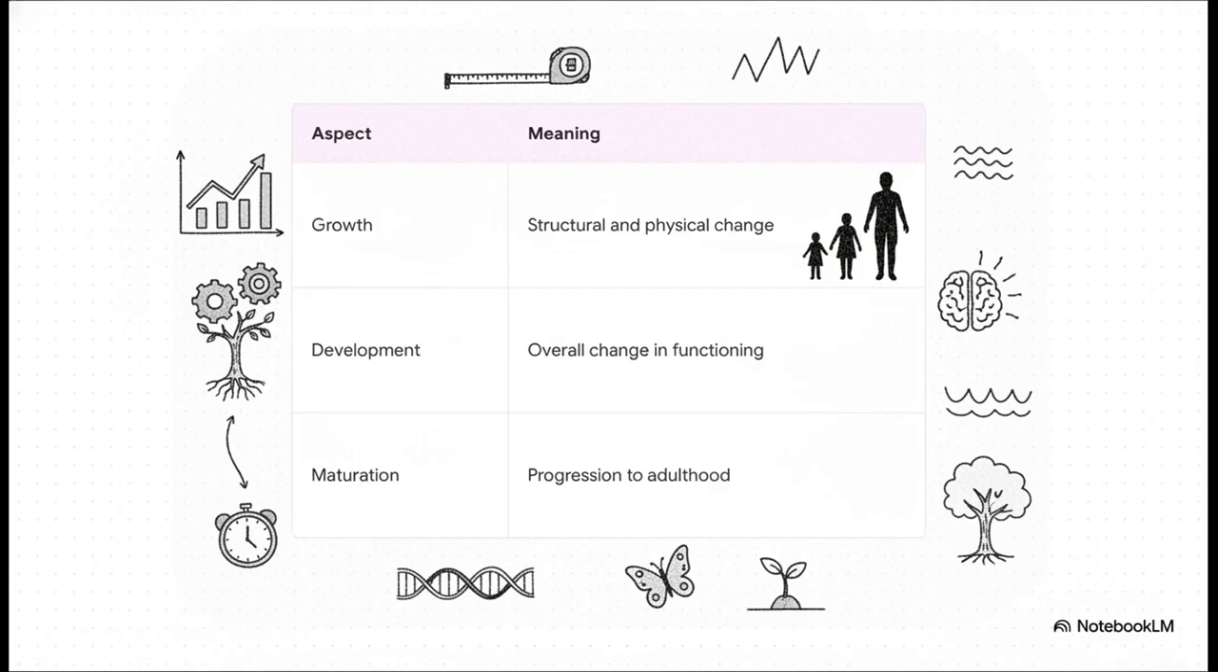Growth is strictly quantitative. It just means getting physically bigger in size, height, or weight. Development, on the other hand, is qualitative. It's the leveling up of your functions, your behavioral skills, your cognitive abilities. And maturation, that's purely biological. It's your internal clock ticking away toward full functional capacity, like going through puberty.